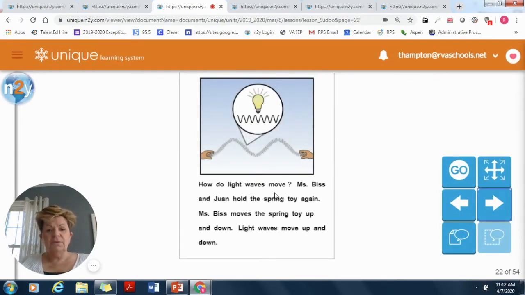How do light waves move? Miss Biss and Juan hold the spring toy again. Miss Biss moves the spring toy up and down. Light waves move up and down. Now, how did the sound waves move? When Miss Biss had the slinky and she and Juan held it again, did they move it up and down or back and forth? Back and forth.